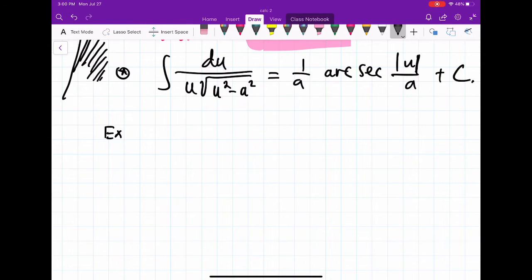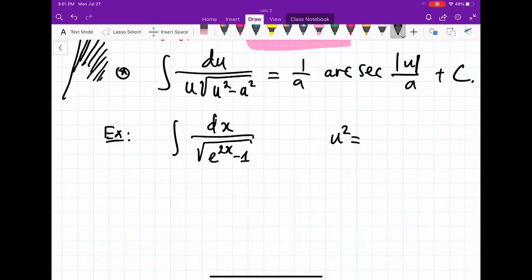Let's consider the following example. dx over square root of e to the 2x minus 1. So the function u is very strange, right? The function u in this case, you might think about u squared is equal to e to the 2x, right? Or u is equal to e to the x. So you may do this substitution. Agree?